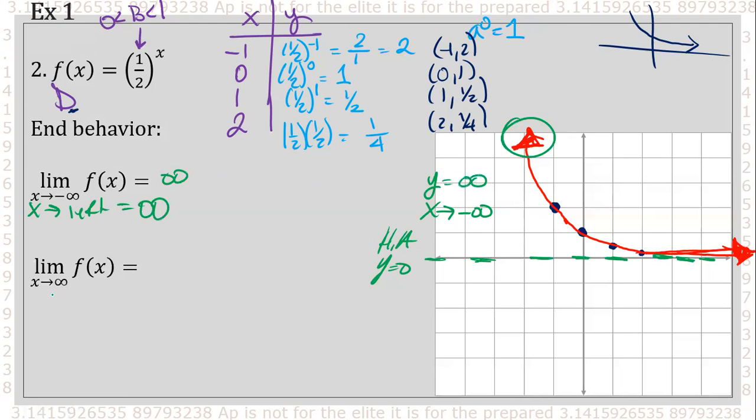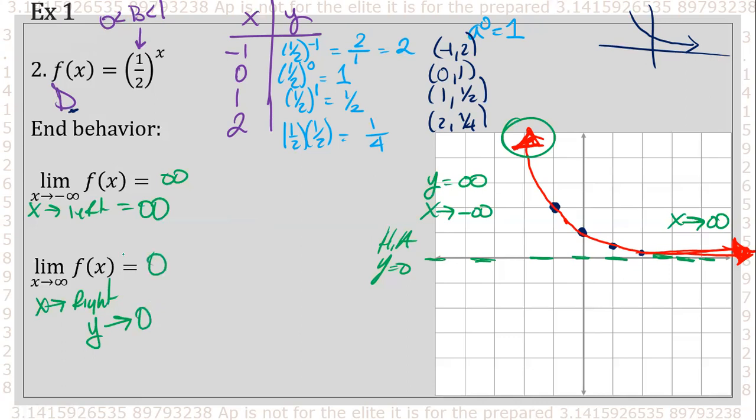Okay, how about this one? When x goes to positive infinity, so that's as x goes to the right, what are my y's doing? As x goes to the right, my y's are going to the asymptote, right? They're going down, down, down to the horizontal, which is on my x-axis, my horizontal asymptote. So that would be 0.